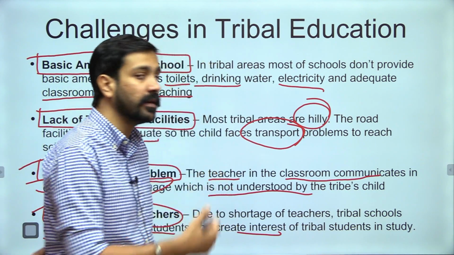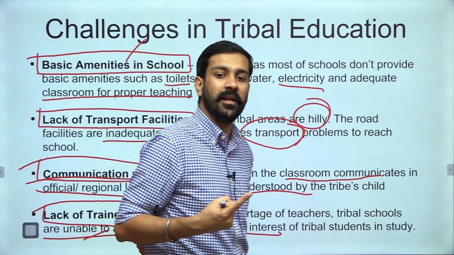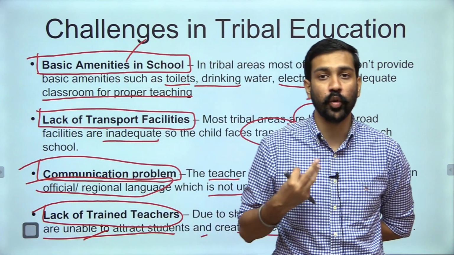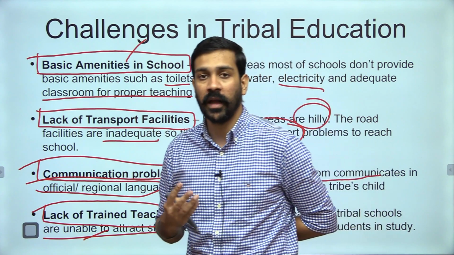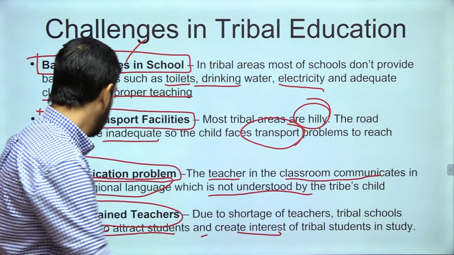So what we have discussed in this slide are 4 issues: amenities, then transport facilities, then communication problem, and next one is the lack of trained teachers.